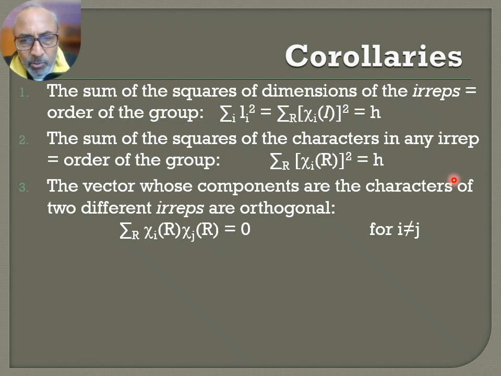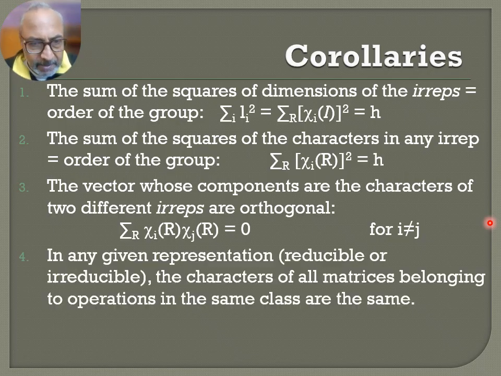The vectors whose components are the characters of two different irreducible representations are orthogonal. That is, the sum over R of chi_i(R) times chi_j(R), where i and j are two different irreducible representations, is equal to 0. Okay? That's the orthogonality. In any given representation, reducible or irreducible, the characters of all matrices belonging to operations in the same class are the same.